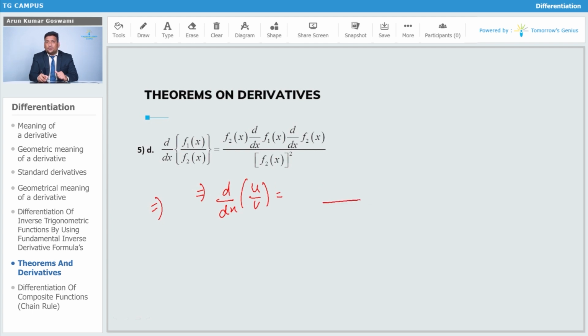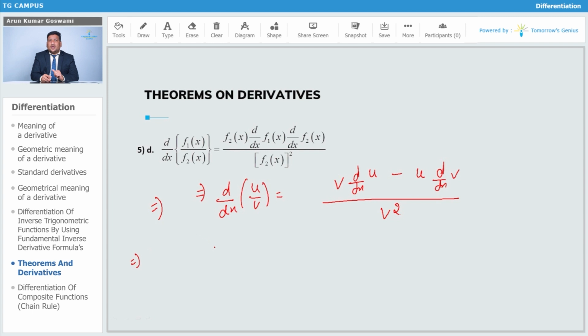So what will happen, the rule says that I have to differentiate this u by v function. In that case, I have to take the denominator v as it is but squared, and then my function v will be as it is, d by dx of u, and minus, then u will be as it is, d by dx of v. That's all.